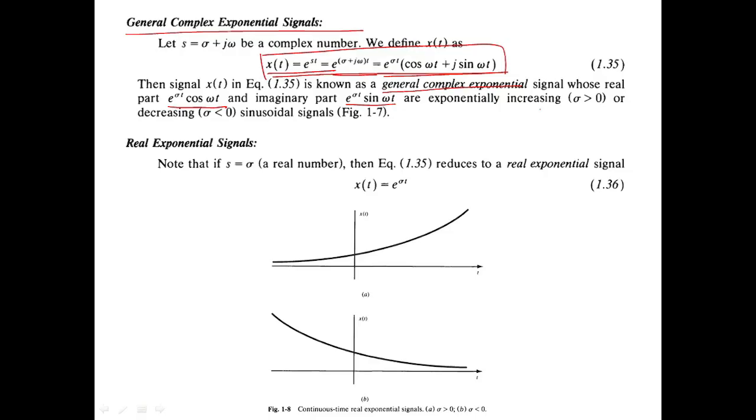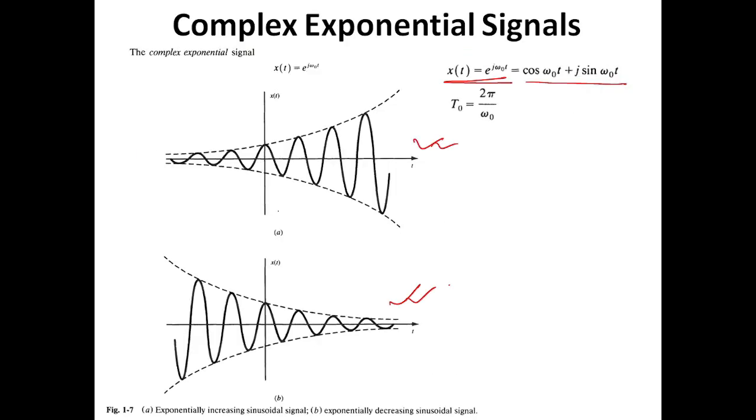Now herein the signals are exponentially increasing when sigma is greater than 0, and exponentially decreasing when sigma is less than 0. So you can see it in the previous slide.